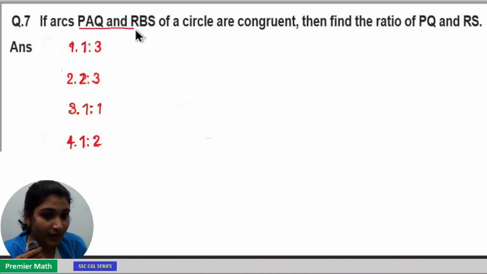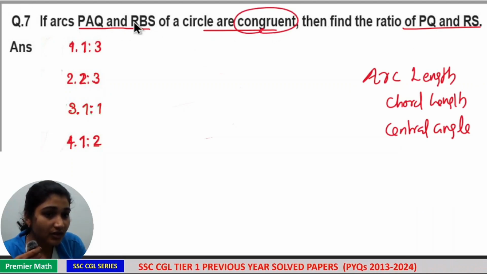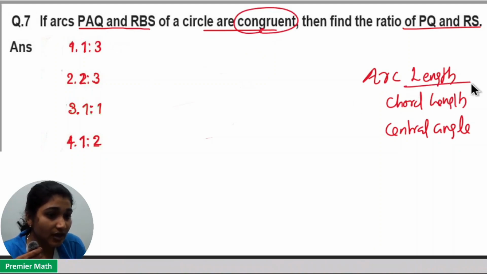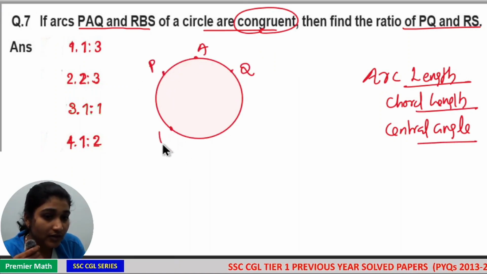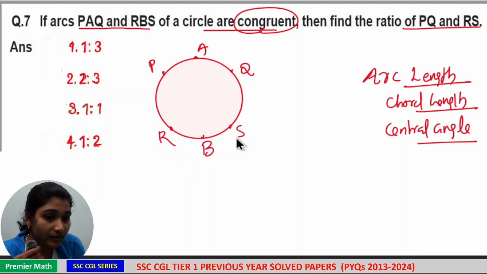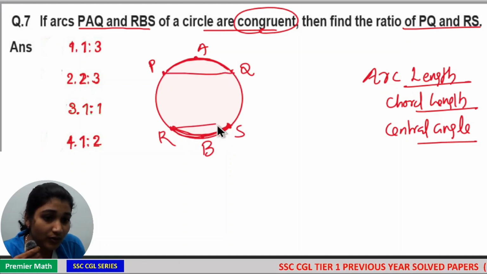If arcs PAQ and RBS of a circle are congruent, then find the ratio of PQ and RS. Here, when arcs are congruent, it means these two arcs have the same measurement, that is, arc length equal, chord length equal, central angle equal. Consider this as arc PAQ and this as arc RBS. Then arc RBS length is equal to arc PAQ length, and PAQ chord length is equal to RBS chord length.